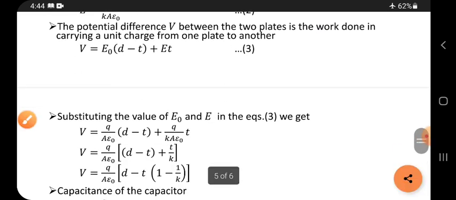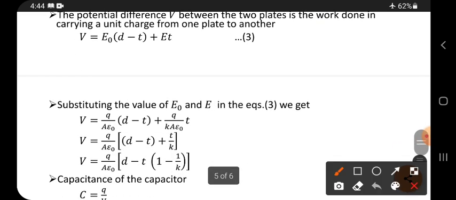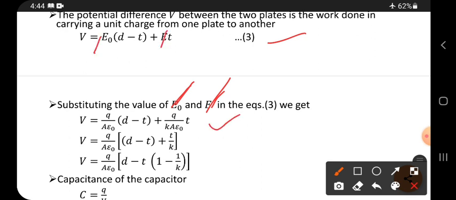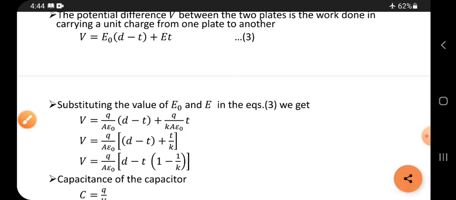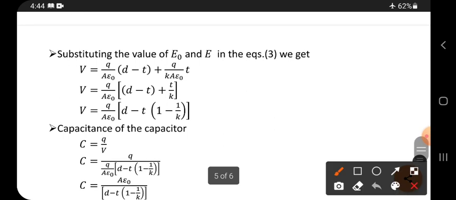Now, substituting the values of E naught and E in equation 3. Above we have derived both E naught and E values, substitute here and here, then we get this one. From this, a common factor is Q by A epsilon naught. Take Q by A epsilon naught outside as the common factor.